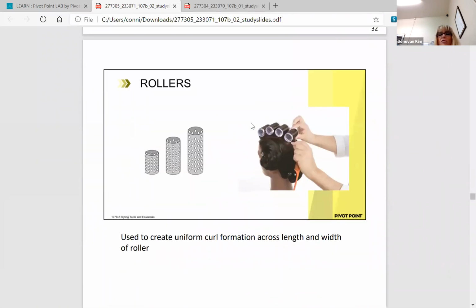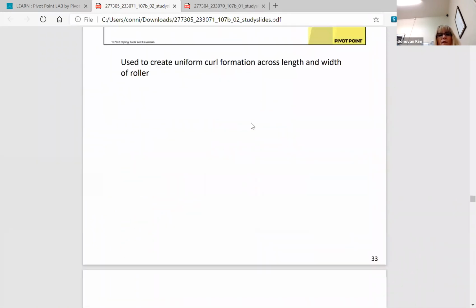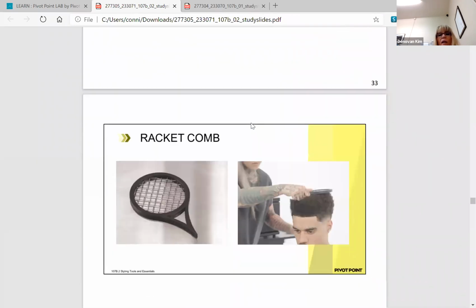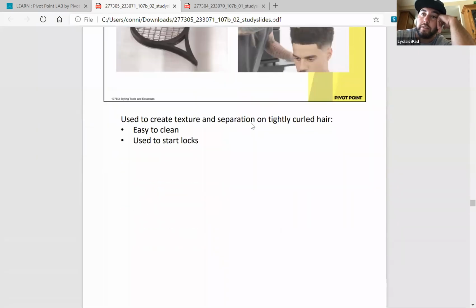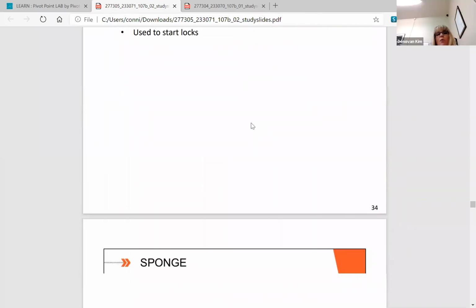We put rollers in, you could actually let that dry. As we move down here, that's a racket comb. It creates texture and separation on tightly curled hair. You want it to be sort of damp. You can use that to start some locks quickly. It's a very easy piece of equipment to use, and it works hella fast. I think it works faster than the sponge brush, honestly. The sponge is more for dry hair.